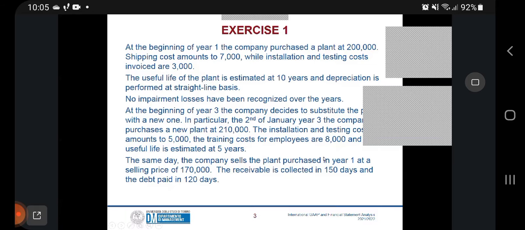So the first part of the exercise, there is a new investment made by the company, while on the second one, there is the disposal, the divestiture of the old plant that the company purchased during the first year.